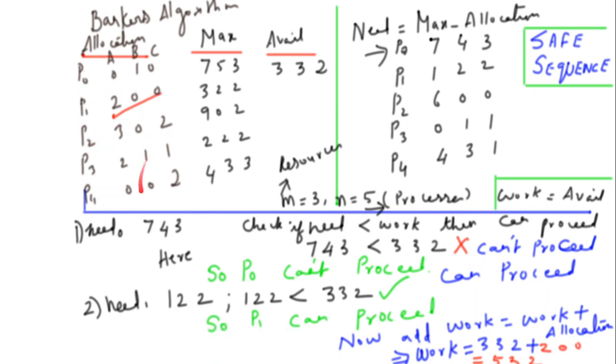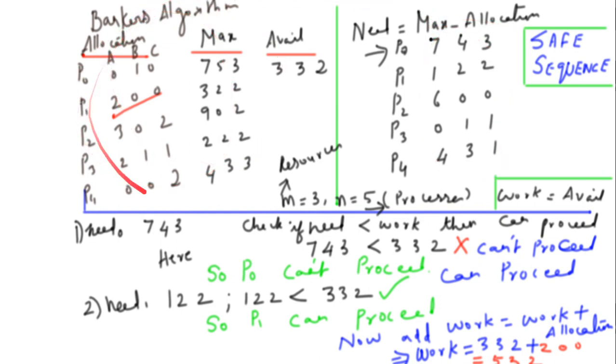This is the allocation matrix, this is the maximum matrix, and this is the available matrix, the number of available resources. This is the maximum needed resources. This is the already allocated resources. As you have seen in the formula, need is equal to max minus allocation. As I told you, it is a simple matrix subtraction. 753 minus 010 is 743. 322 minus 200 is 122, 902 minus 302 is 600, 222 minus 211 is 011, and 433 minus 002 is 431. So this is the matrix we got from max minus allocation.